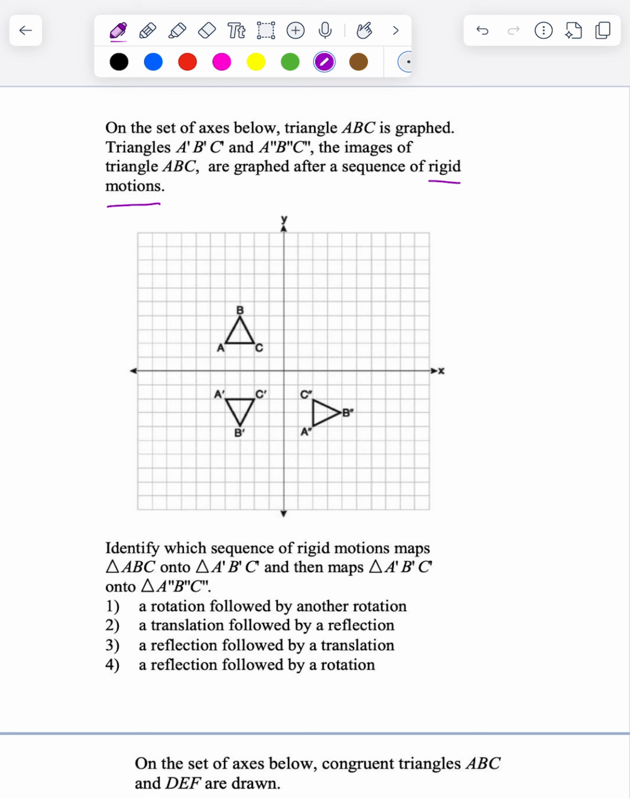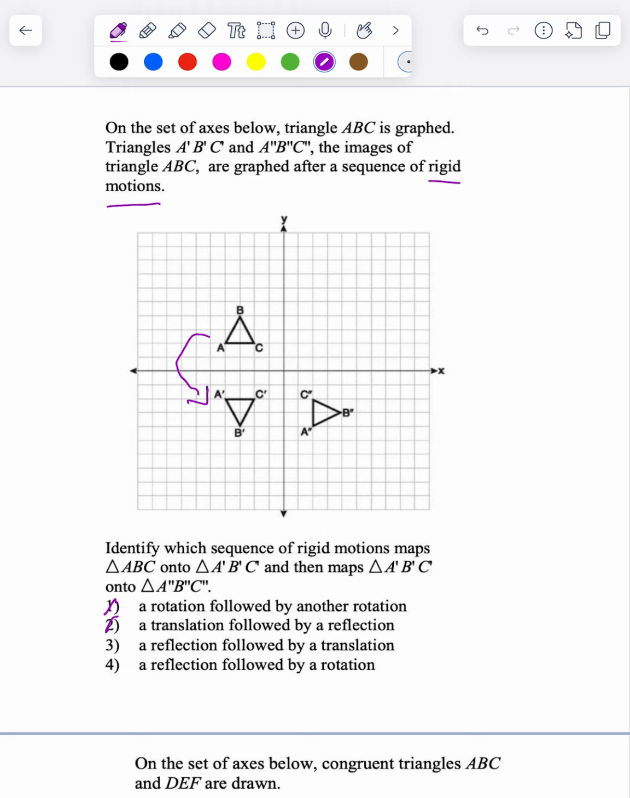So now we have to pick which sequence of rigid motions is the correct one. So let's go answer choice by answer choice until we find one that works. From looking at triangle ABC to triangle A prime, B prime, C prime, I see that triangle ABC flipped over. It reflected over the x-axis. So I'm going to knock out 1 and 2 because I know a reflection happened first.